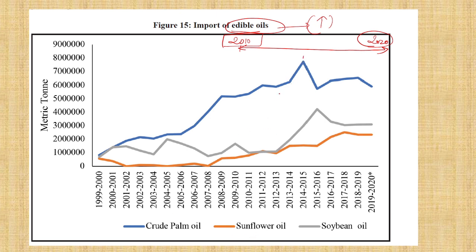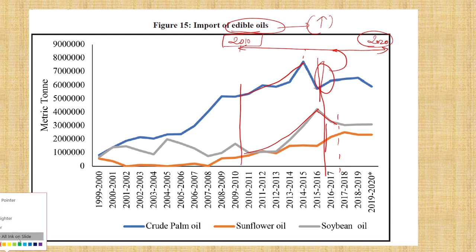From 2000, let us assume even it is increasing. But in this year, see this year, they have decreased, right? So it is not completely increasing. So you have to remember, import of edible oil is increasing, but it is not completely increasing. Crude palm oil, what are all the things we are importing?